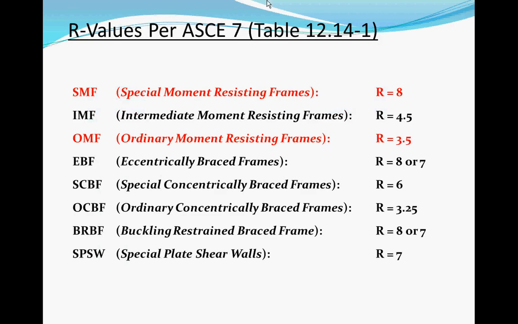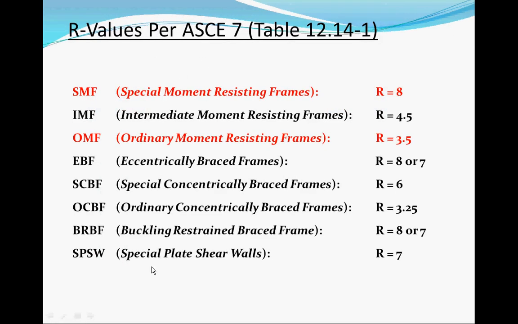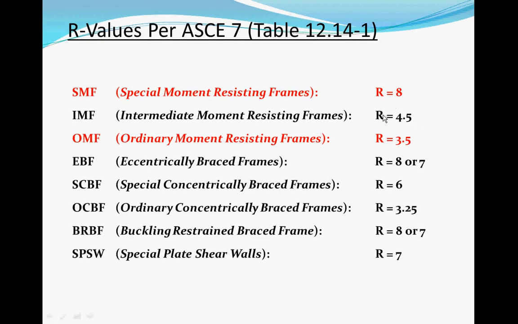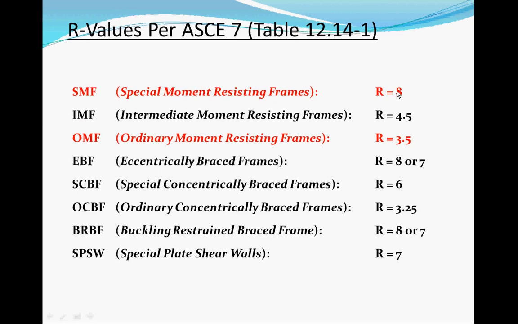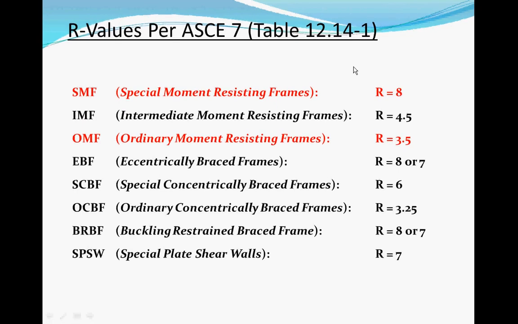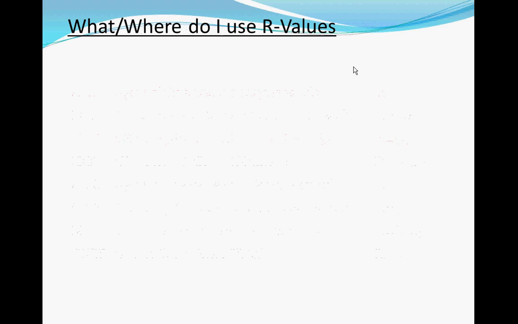Okay, so if you look at these ones, the higher the R: steel plate shear wall 7. Buckling-restrained brace frame 7 or 8, depends on how you do it. Ordinary concentric brace frame 3.25. That's probably the lowest on the list. Okay, 8 is for the special. So you could tell by the system they use whether they're ductile or not, just by the R value, because they are related.